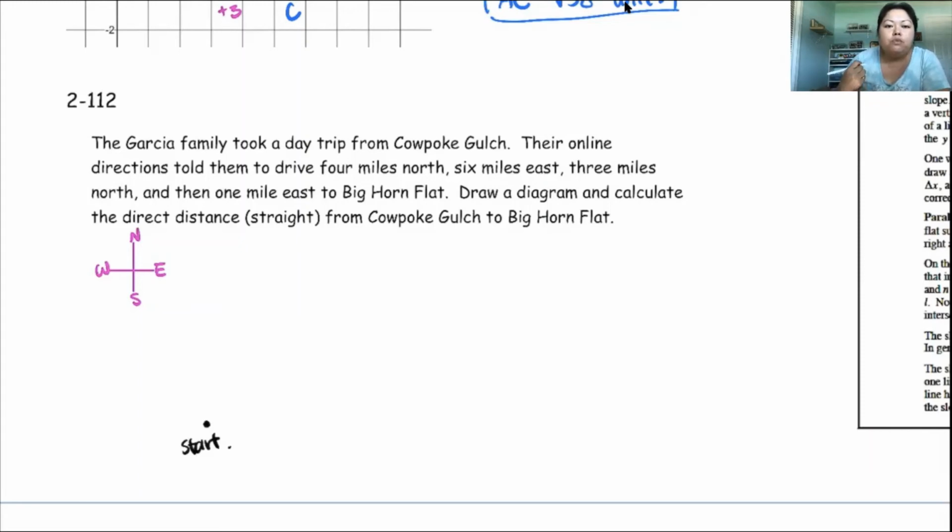So they drove 4 miles north. Okay, went north 4 miles. Okay, 6 miles east. Oh, okay, so they went a lot further east, so a little bit longer than that. Okay, so 6 miles east, and then 3 miles north. So a little bit less. So 3 miles north. And then 1 mile east. Okay, oh, good. So this is 1 mile.